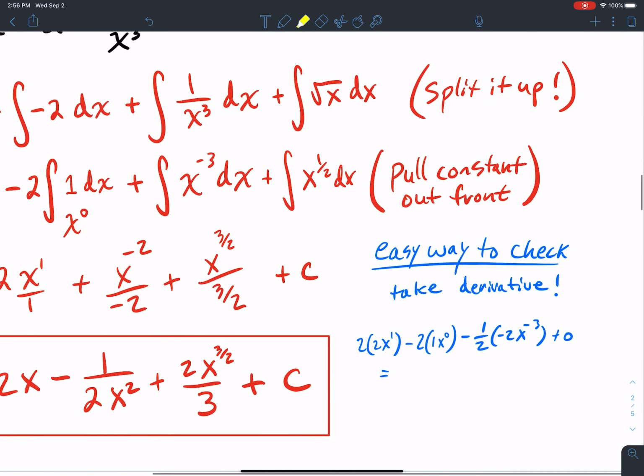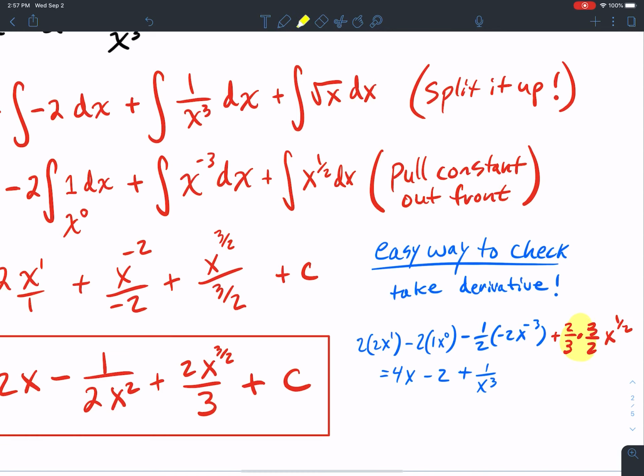Okay, that's wrong. That should not say 0 there. I don't know why I wrote 0. The derivative of this is x to the 1/2. Okay? Sorry about that. That should be fixed there. This is plus 2/3, and then I have what? Multiplied by 3 over 2, x to the 1/2.